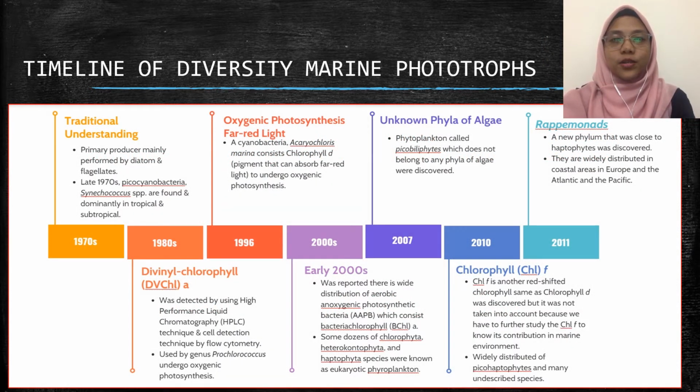Next, this slide shows you the timeline of diversity of marine phototrophs. In the 1970s, traditional understanding stated that primary producers are mainly diatoms and flagellates. But in the next years, 1980s, 1996, 2000s, 2007, 2010, and 2011, it showed that many marine phototrophs were yet to be discovered. This automatically changed the traditional understandings.